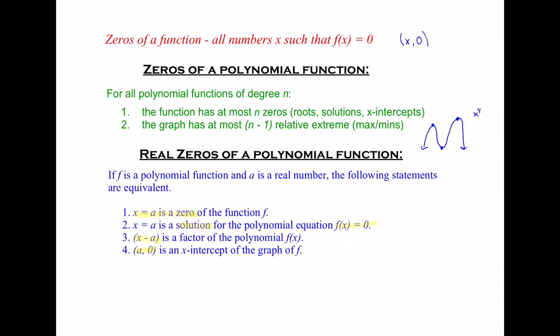This is for only our real zeros. When we get into the complex number system, this doesn't necessarily apply because it doesn't cross the x-axis with a complex number. So these four things are basically equivalent to each other when you're talking about polynomials.